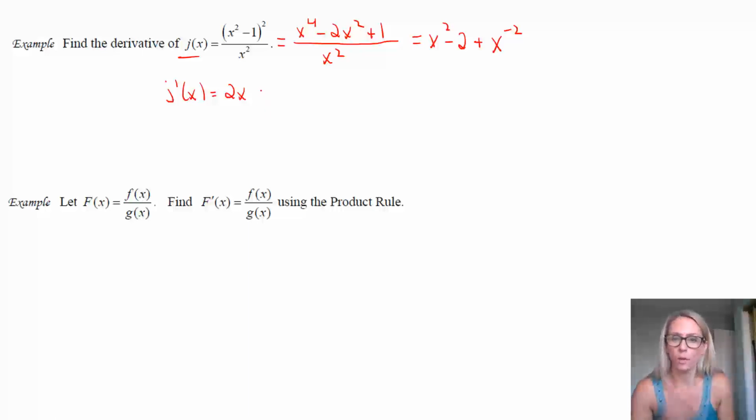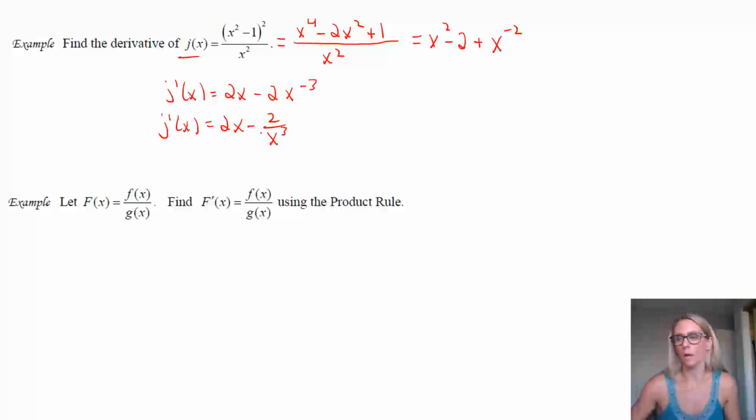And then that third piece, you're going to bring down the negative 2x to the negative 3. This can also be written, if you want, as minus 2 over x cubed. So a couple options here. But make it easier on yourself. That's the way to go. Don't spend time trying to do a crazy quotient rule on this because it's just not needed.